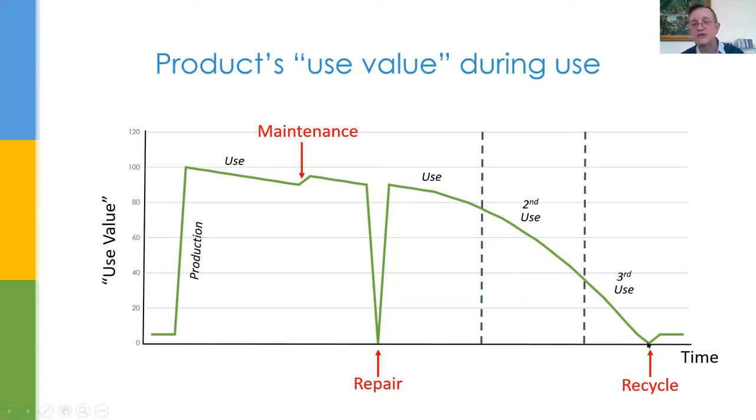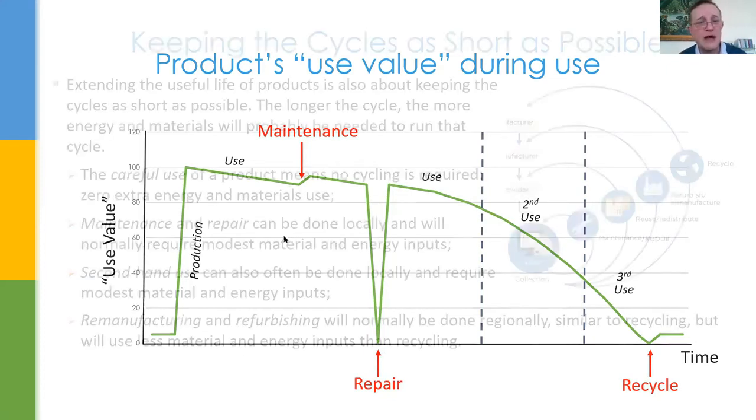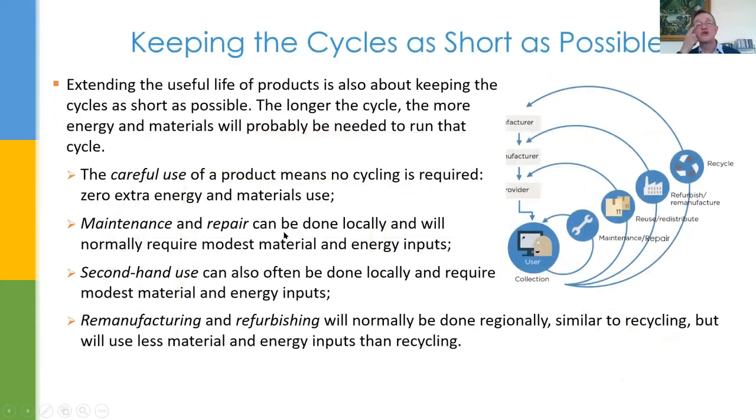And finally, there comes a time when it is time to recycle it. And therefore, through maintenance, through repair, and through reuse, you have extended the life of this product. And you have extended this use value. You have maintained its use value for as long as possible.